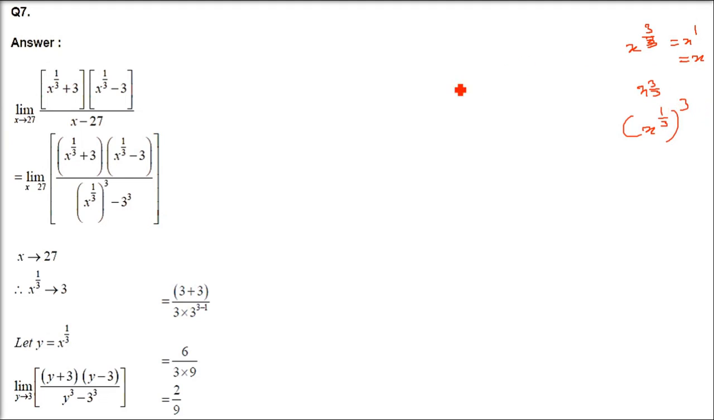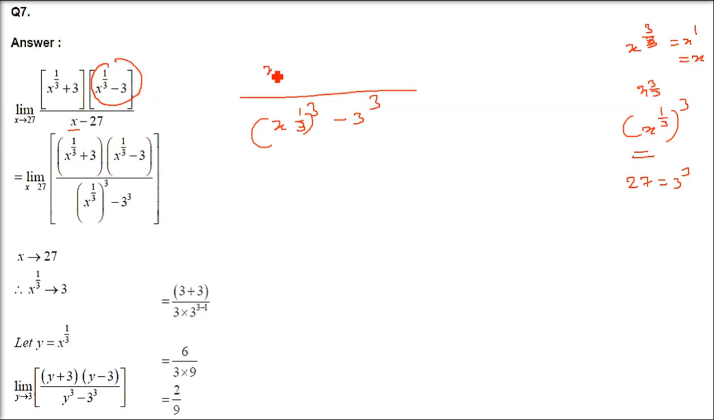Now x to the power 1 by 3 is actually the cube root of x, but we don't have to do this. Why? Because 27 is 3 cube. So this denominator we can write as x to the power 1 by 3 raised to 3 minus 3 raised to 3. The numerator is x raised to 1 by 3 minus 3, it is already there. So now you have the formula. Though it is inverted, we'll take the result in the denominator.